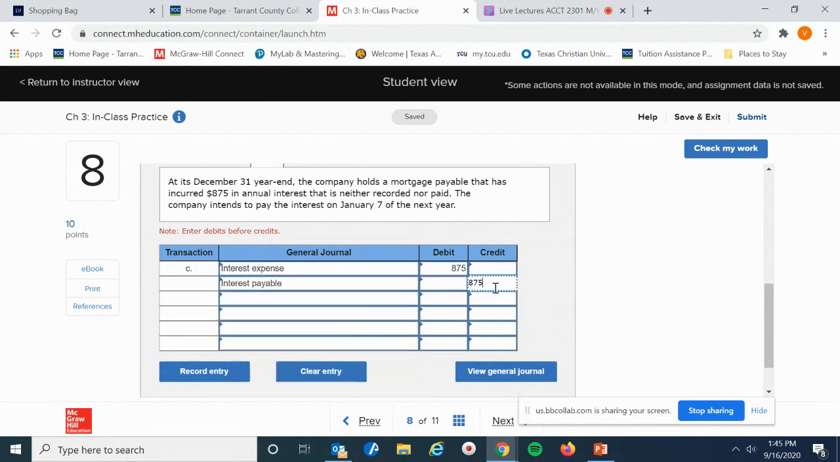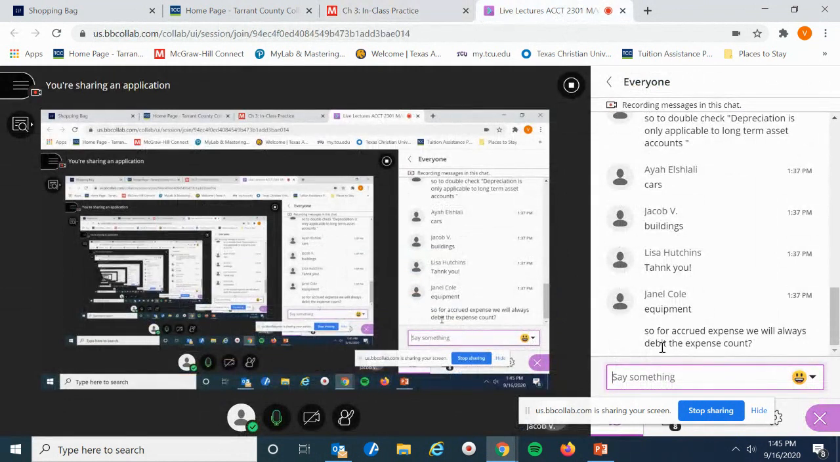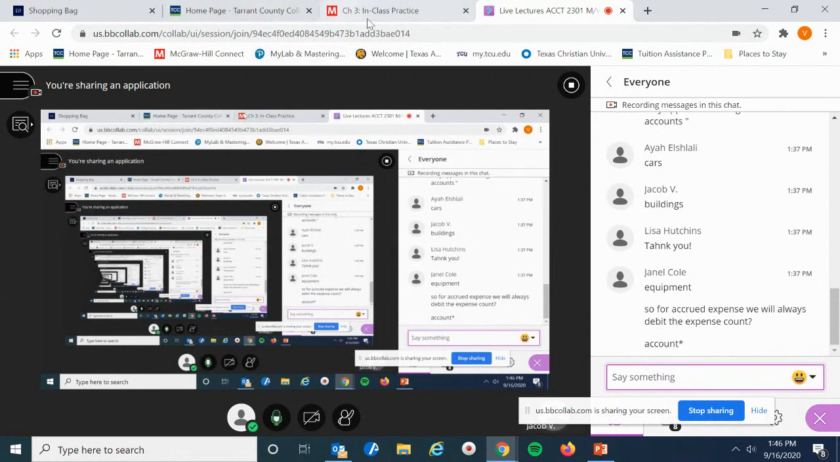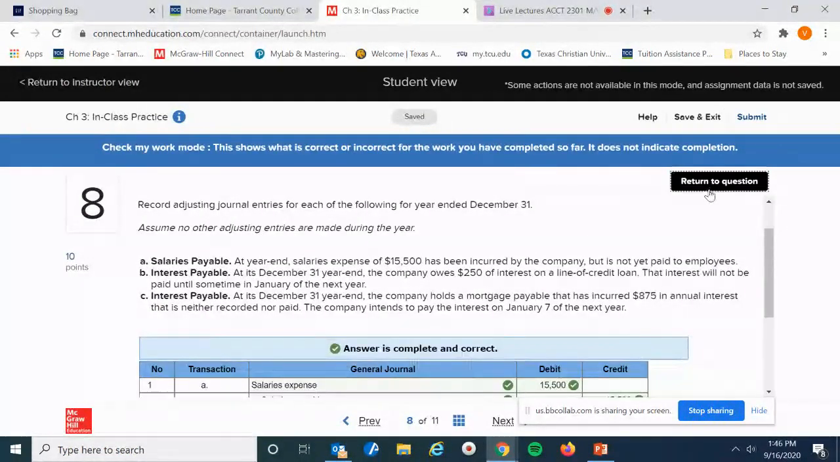I think there is a question that I need to address here. So yes, for accrued expenses, we will always debit the expense account. Yes. All right, so let's look at the next problem.